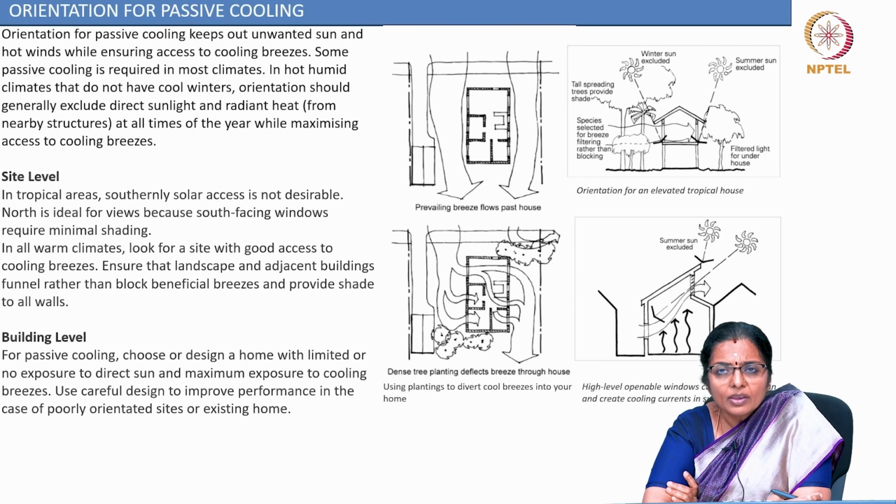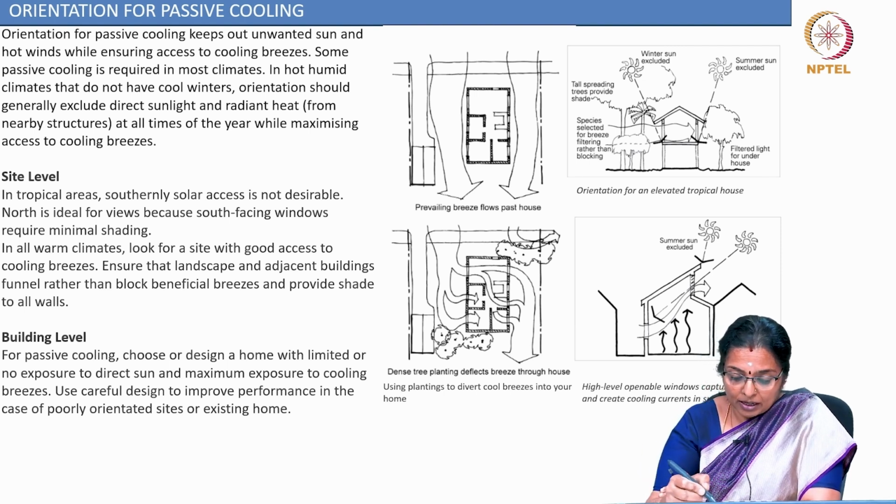Now, look at this. Orientation for passive cooling keeps out unwanted sun and hot winds while ensuring access to cooling breezes. Some passive cooling is required in most climates. In hot humid climates that do not have cool winters, orientation should generally exclude direct sunlight and radiant heat, especially from nearby structures. At all times of the year, you must follow this principle while maximizing access to cooling breeze.